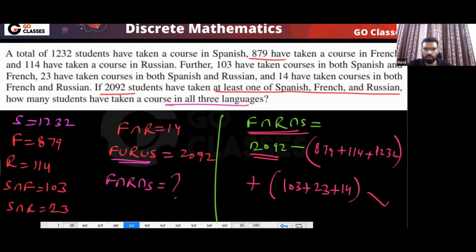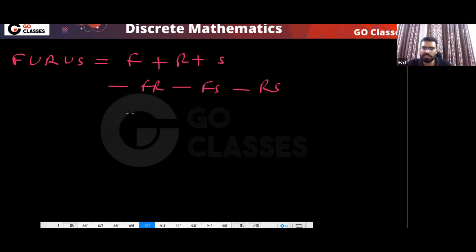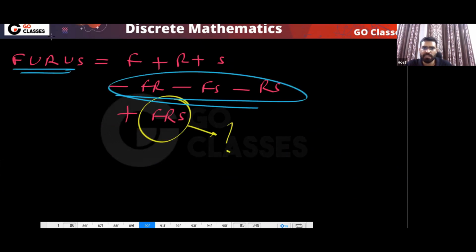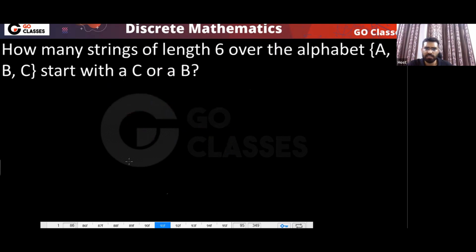Very simple, because we already know the formula. F union R union S equals F plus R plus S minus FR minus FS minus RS plus FRS. And the question is asking for this. So from this you can remove the pairs and add them. That is the answer.